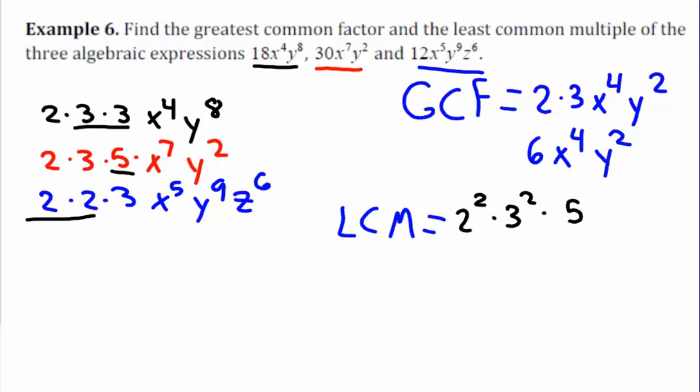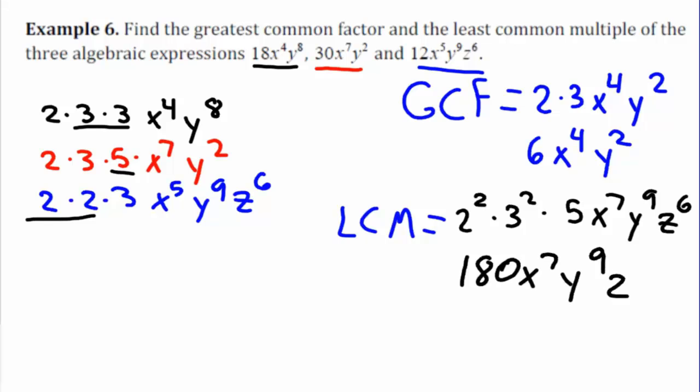And now x's, looks like the biggest number of x's is 7. And then y's, looks like our biggest number of y's would be 9. And then we just have to put that z there, z to the 6th. There's our least common multiple. 180, x to the 7th, y to the 9th, z to the 6th.